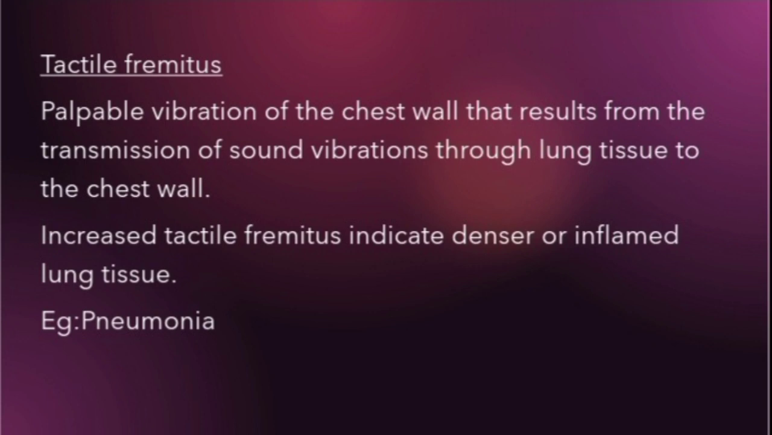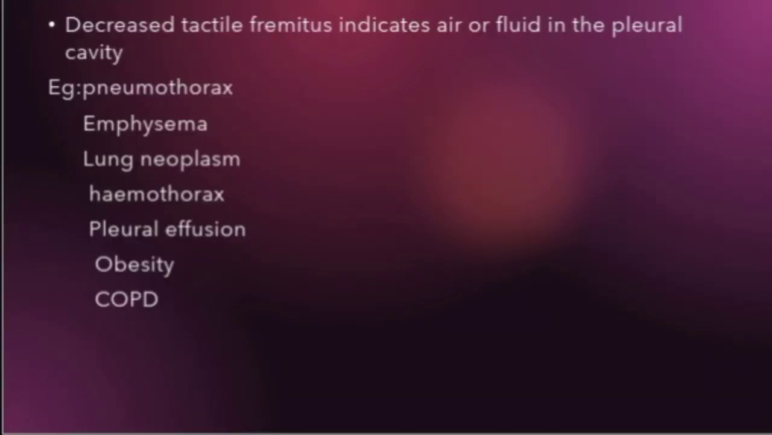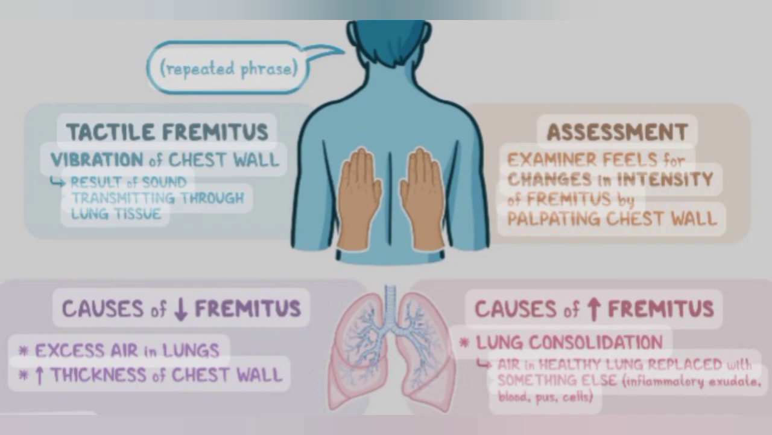Example, pneumonia. In case of pneumonia, what will happen? The lung tissues become inflamed. Decreased tactile fremitus indicates air or fluid in the pleural cavity. Examples: pneumothorax, emphysema, lung neoplasm, hemothorax, pleural effusion, obesity, COPD, etc. This is how they are assessing the tactile fremitus.